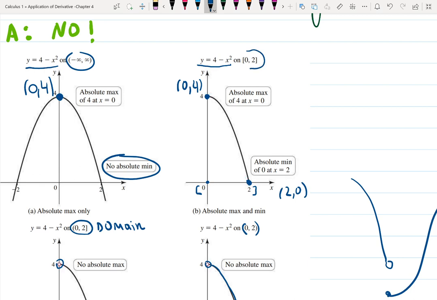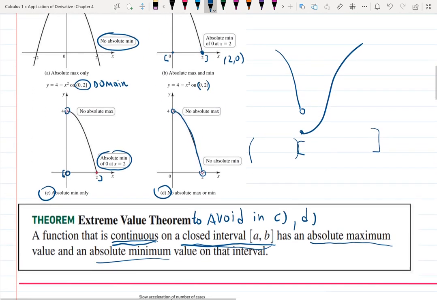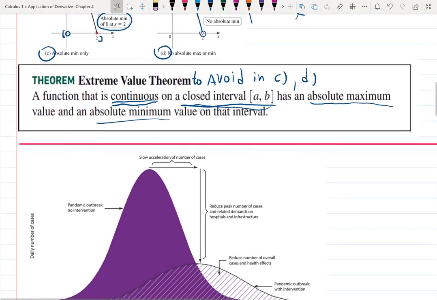If it's on the closed interval, it still definitely has an absolute maximum or minimum, or both, because it did not jump and the ends are included. Not too bad. Now, are there any other things we want to consider?